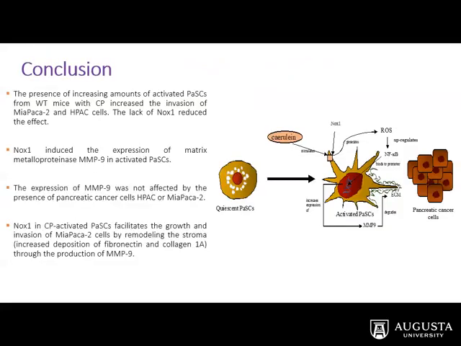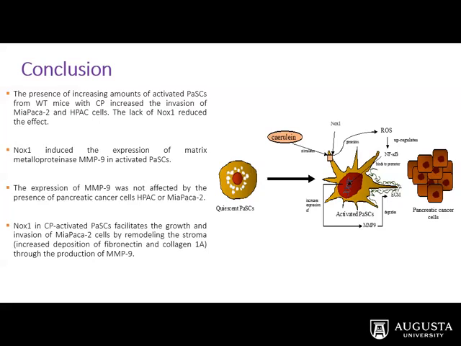In conclusion, we can say that the presence of increasing amounts of activated pancreatic stellate cells from wild-type mice with chronic pancreatitis increased the invasion of MIA PaCa cells and HPAC cells, and the lack of NOX1 reduced this effect. NOX1 induced the expression of matrix metalloproteinase MMP9 in activated pancreatic stellate cells.